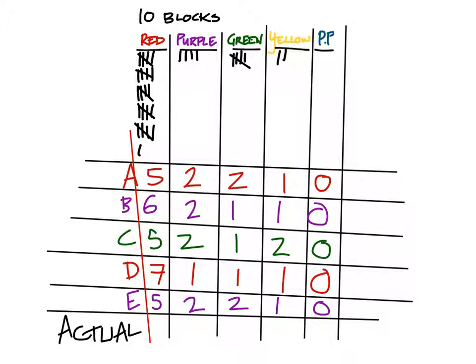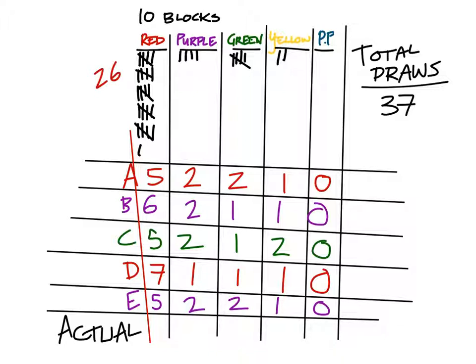So before we look at the actuals, because you guys are so excited, let's figure out how many total draws we had. All right, so I have 37 total draws. And we can see that, how many reds did we get? We got 26, that's what I count right there. How many purples? 4. Greens? 5. Yellows? 2.